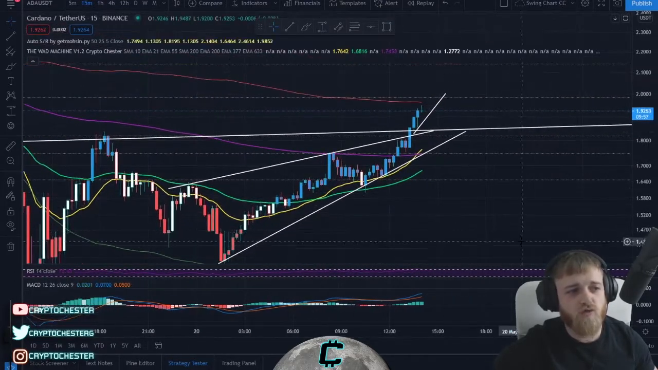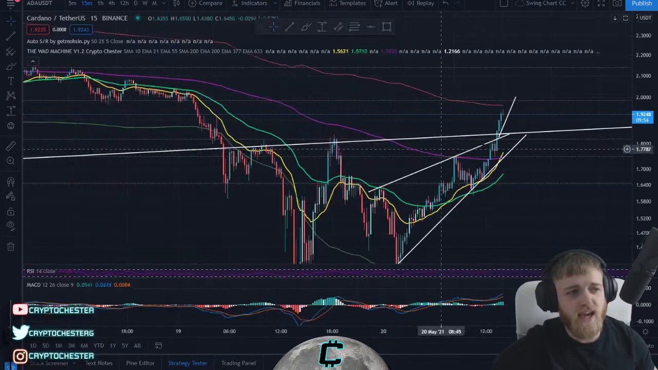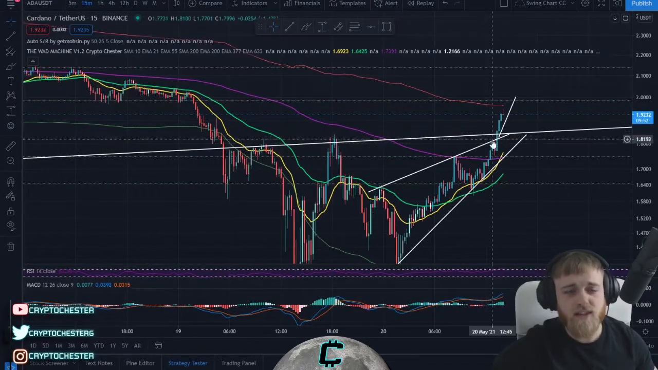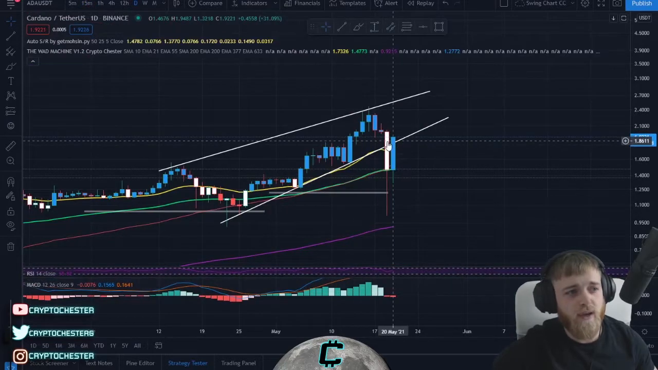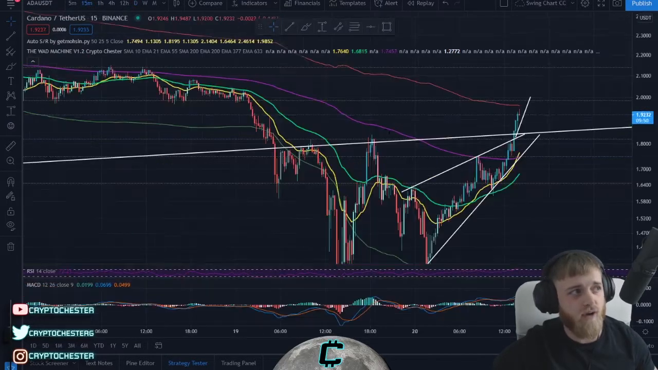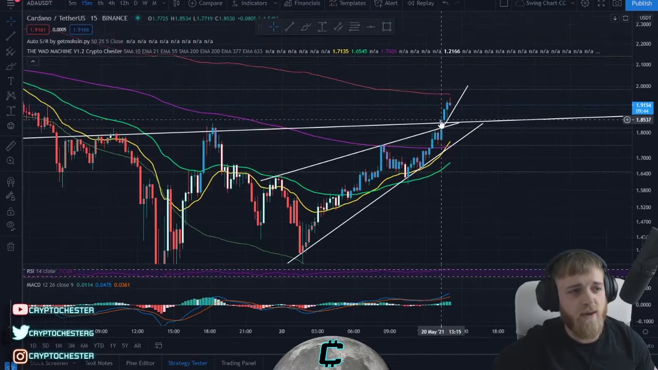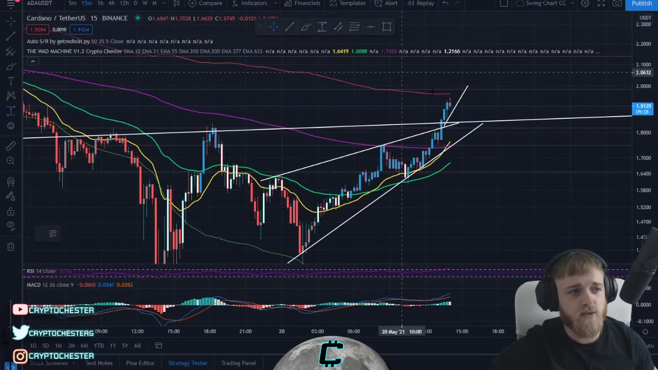We got this nice rising wedge here, and I saw an indication that we were going to come up, break this rising wedge, and test this major trend line that we've got going on the long term for ADA, right? And this is why I entered my position here. We came back, we closed just above this major trend line, and then we came down and we tested the bottom side of it.